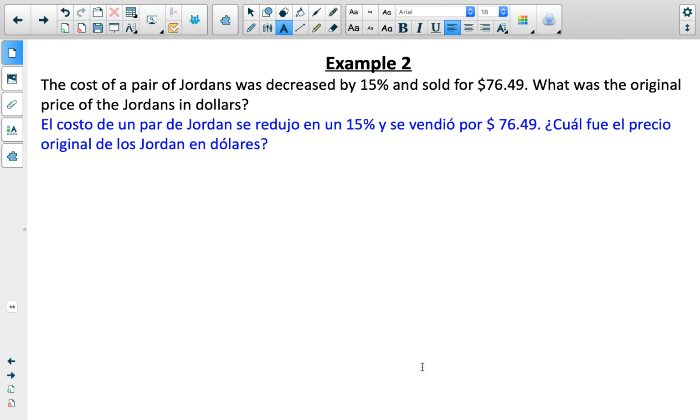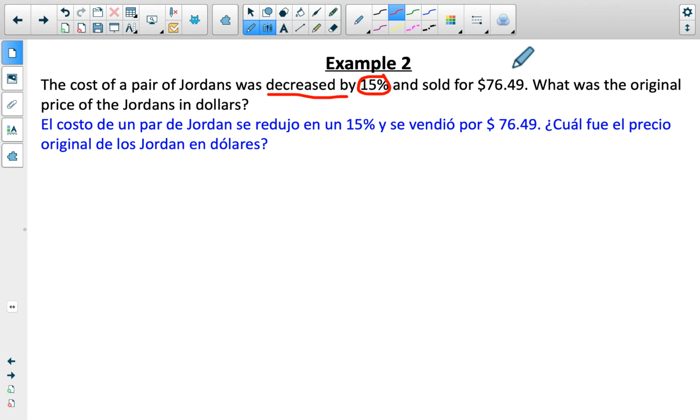Now, let's look at a second example. And I always encourage you as we go through these examples to pause and try it on your own and then just use the video as confirmation that you did it correctly. So, the cost of a pair of Jordans was decreased by 50% and sold for $76.49. What was the original price? So we need to find that 100% starting amount.